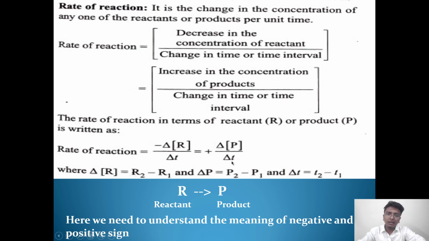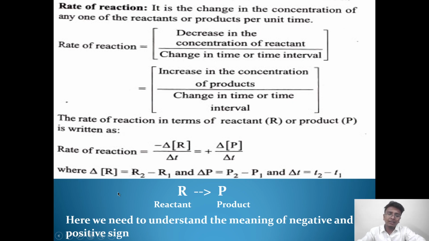divided by del t, where del R means the concentration of reactant R goes from R1 to R2, and del P shows the change in concentration of product from P1 to P2. Del t shows the change in time from t1 to t2.